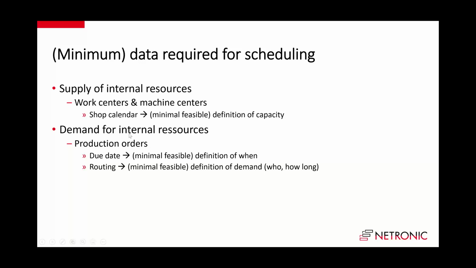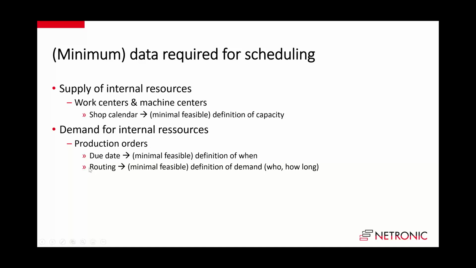And the same is true for the production orders. When it comes to production scheduling, you need to work with production orders. And typically these production orders, and in Business Central, thank God, this is given as standard functionality for the product, have a due date. So this is the minimal feasible definition of when. When should this be ready? Very important for scheduling that we have the when information.